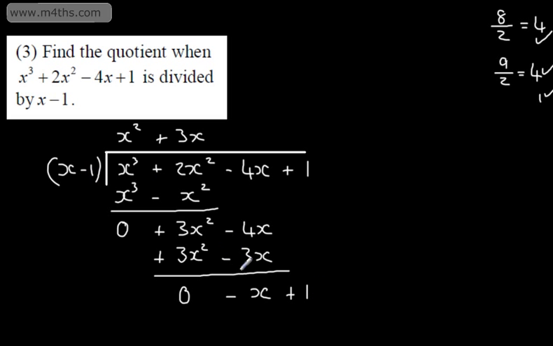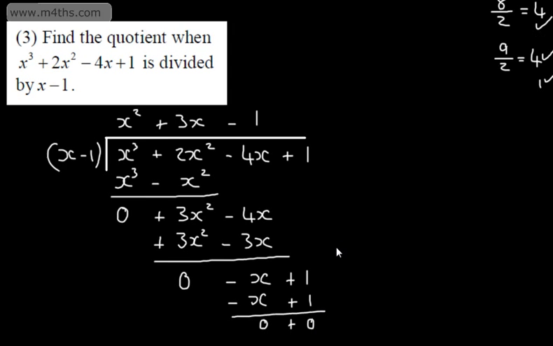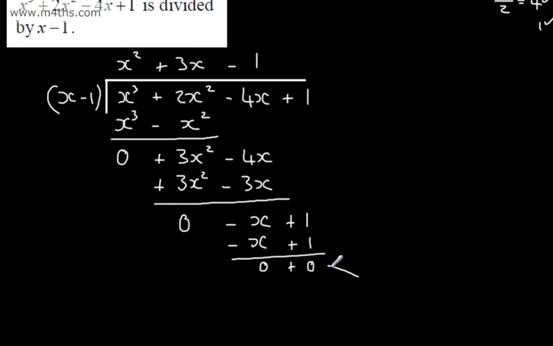How many times does x go into -1x? Or what is -x divided by x? The answer is going to be -1. We write that like so and we multiply down. That's going to give me -x, and then we're going to have +1. We subtract downwards and that will give me 0 plus 0, and clearly we have no other terms to bring down. This is our remainder here. So what we have is a remainder of 0. So let's just put that there. Remainder is equal to 0.